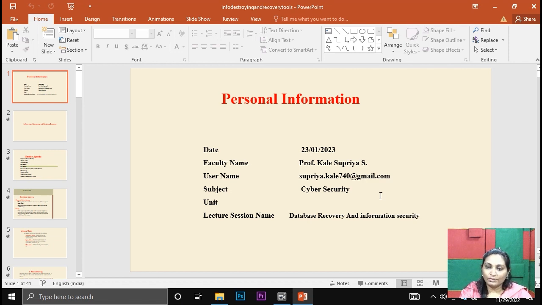In the last lecture we saw what the IT Act is, the punishments, hacking techniques, countermeasures and web application security. Now in this session we will see database recovery and information security.